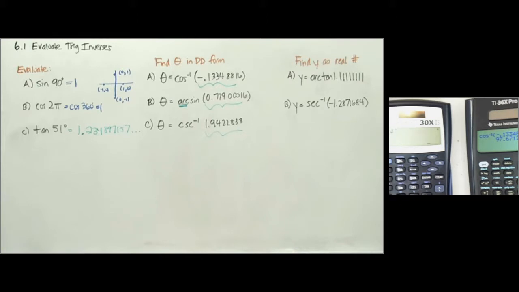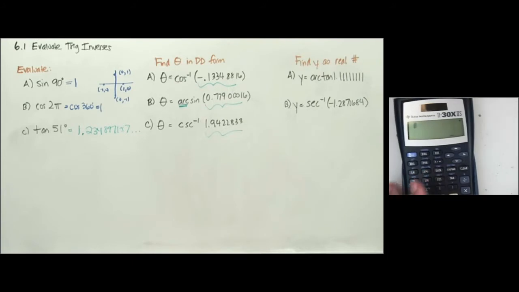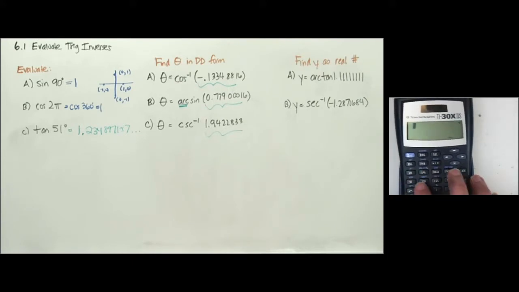So if you remember, this is going back to our study of triangles. Okay, this is section 2.3. We've already done this. We know that cosecant is the reciprocal of sine. So what we have to do on our calculator, because we don't have a cosecant button, we have to use the sine button. So we hit sine inverse. We put in that decimal, which is 1.9422833.